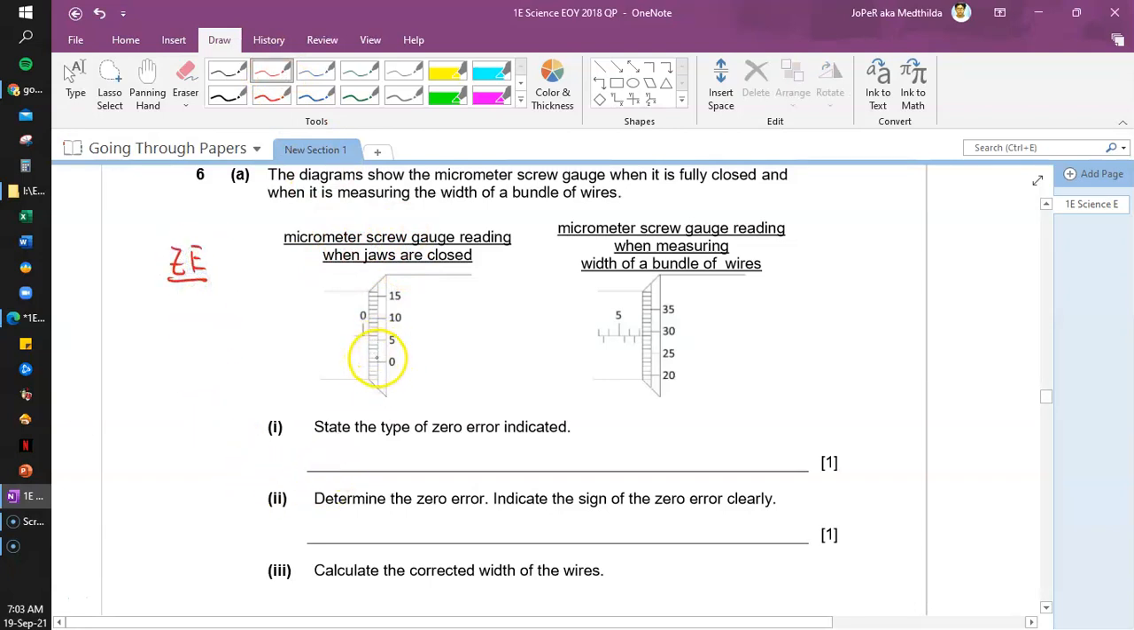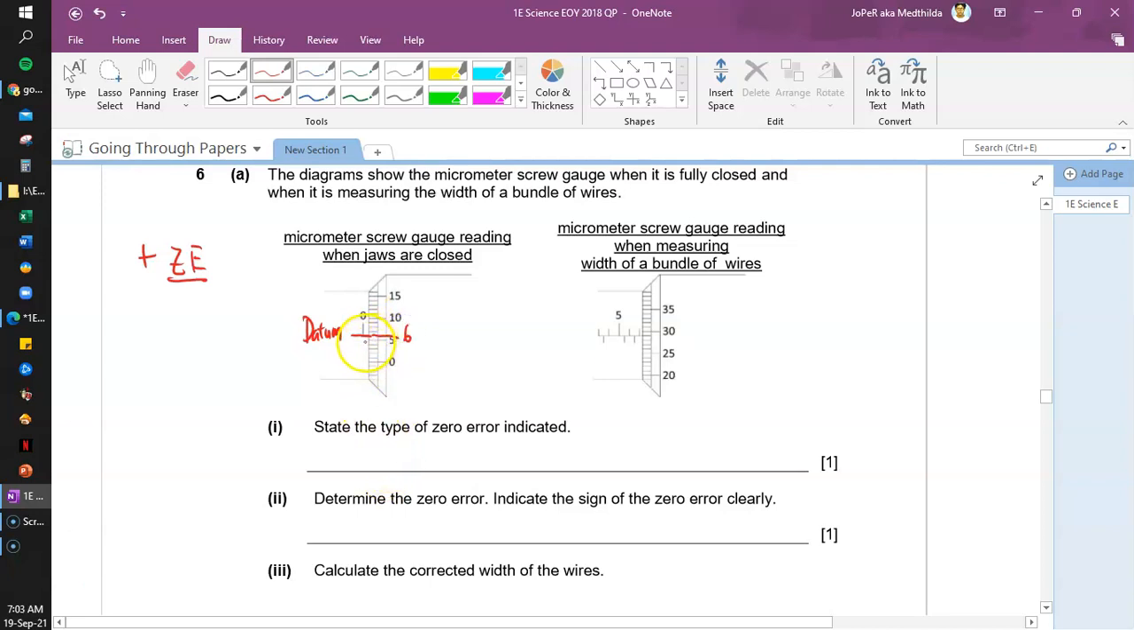So you can see here, in this case, this is actually a positive zero error, because the main zero, the datum line, this line over here, is actually above the thimble zero. So if this is the case, you'll know that this is a positive zero error. So what's the reading here?